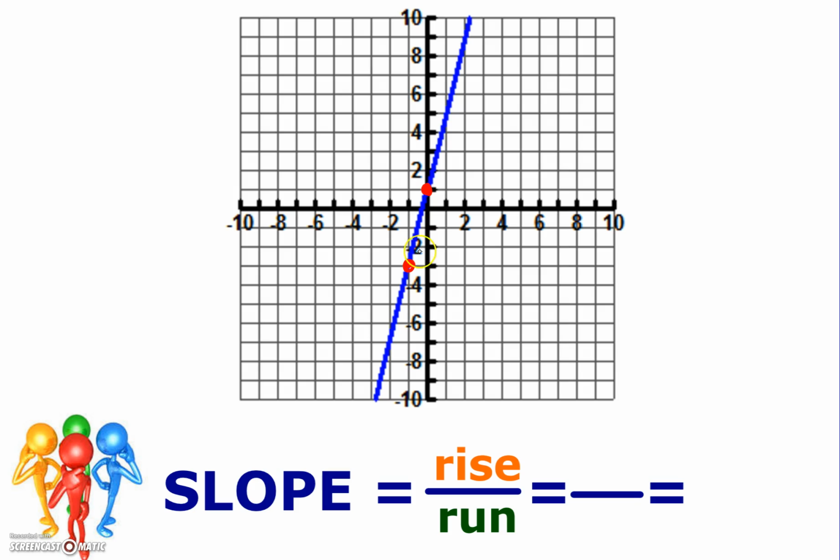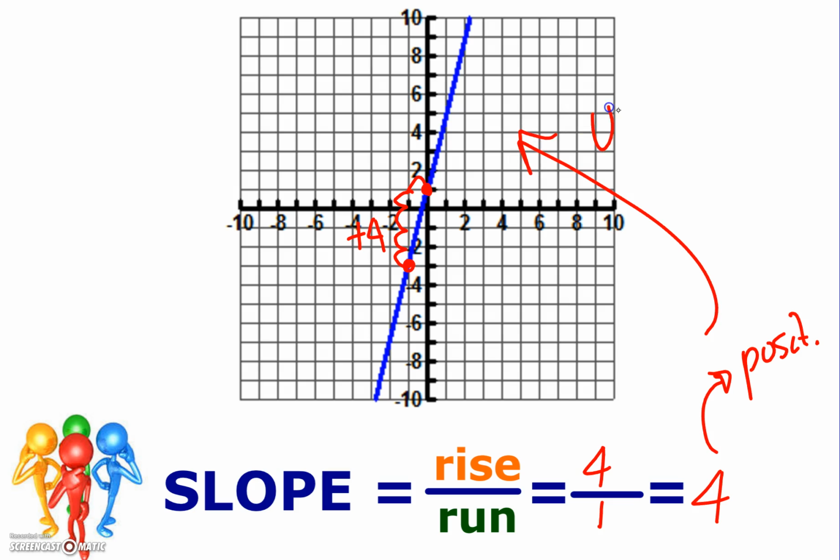So my rise is going to be 1, 2, 3, 4, so plus 4. And then my run is plus 1. So our answer is 4. And our slope is positive. And it matches the graph because it's going up from left to right. That's how you can check yourself.